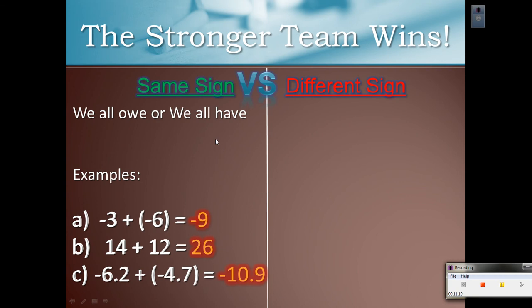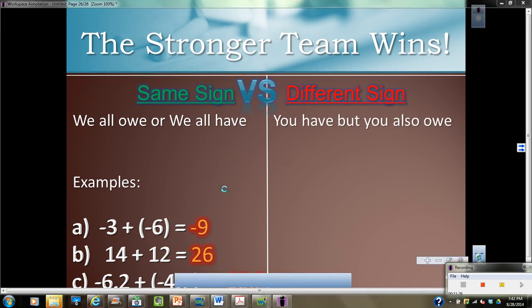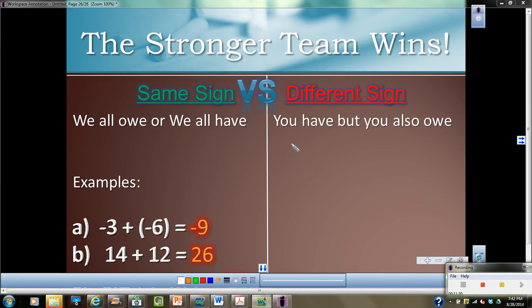Okay, so different signs will be the opposite. These are cases when you have money, but you also owe at the same time. And we can do these things with different things in real life. Say, for example, you have Instagram, and on Instagram today you have 14 followers. Okay, since you have them, that's going to be a positive 14.